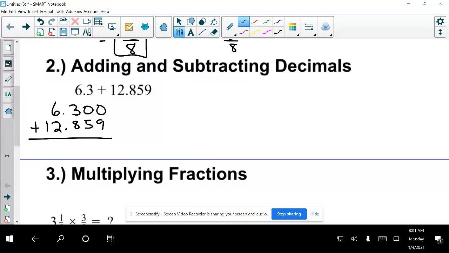Okay, so let's put the decimal down here, and let's add. And that gives us, get 11 here, we borrow, and we get 19.4.159.